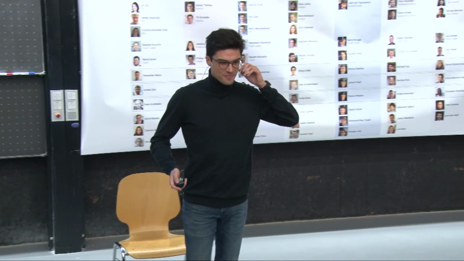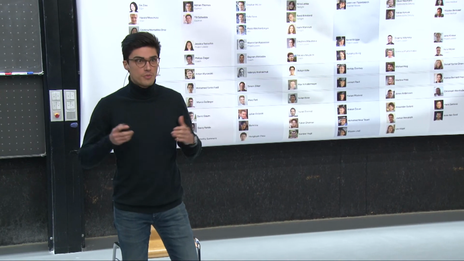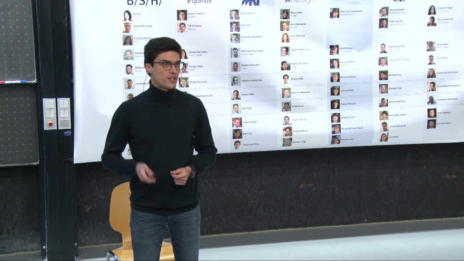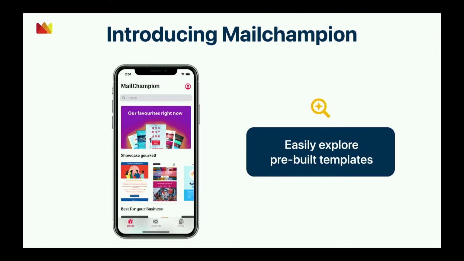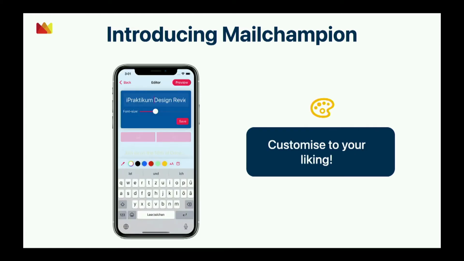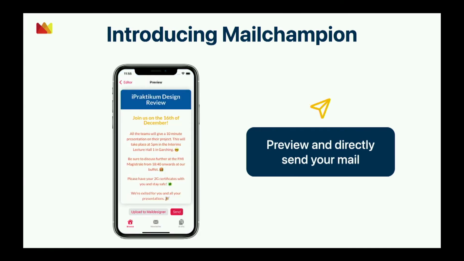Hello, everyone. So now that you've also seen what we have been working on in the last few weeks, let me actually show you the core functionality of our app. With Mail Champion, you can easily explore many different templates to find the one that suits your needs best. In addition, it is possible to customize every single one to meet your personal preferences, to, for example, reflect a corporate identity. And last but not least, every single change can be previewed inside the app, and a mail can directly be sent out to all recipients.